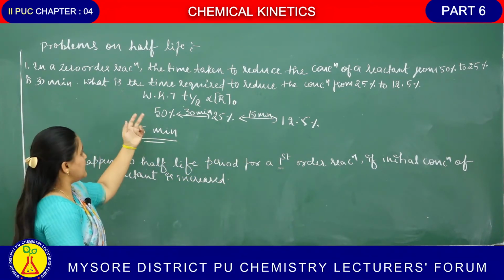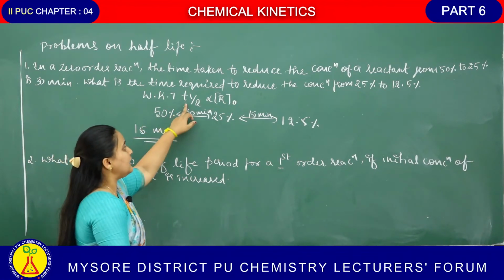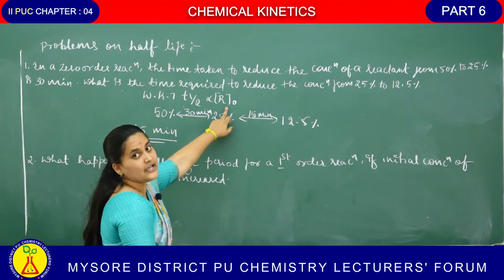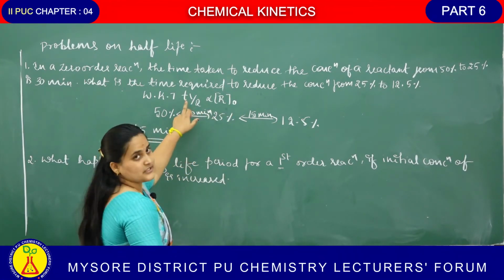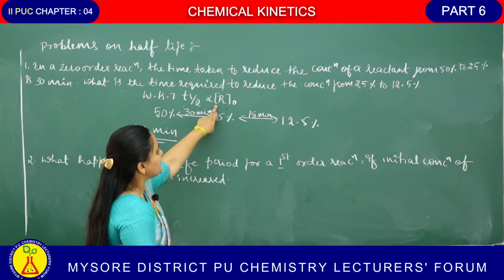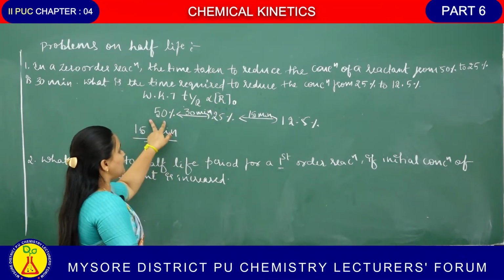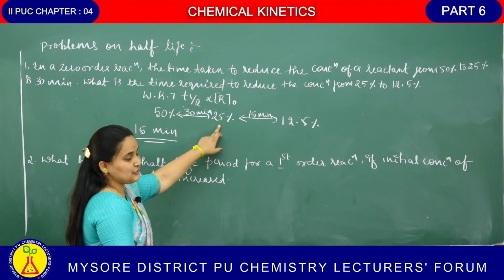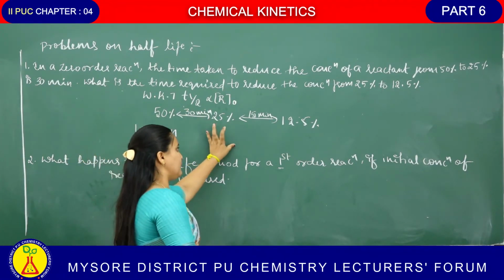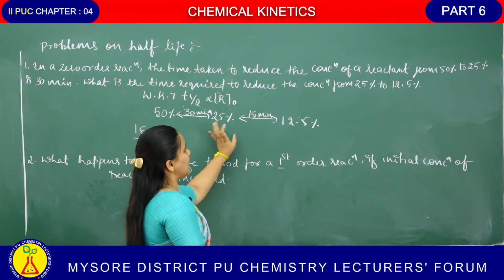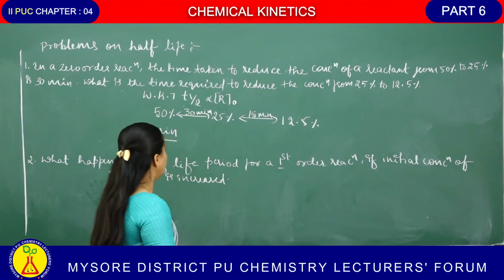On which basis do we say it is 15 minutes? Because we know the relationship: T half is directly proportional to the initial concentration of the reactant. Half life of a zero order reaction is directly proportional to the initial concentration of reactant. Therefore, 50% of reactant is reduced to 25% in 30 minutes. In the same way, 25% of the reactant gets reduced to 12.5% in 15 minutes.